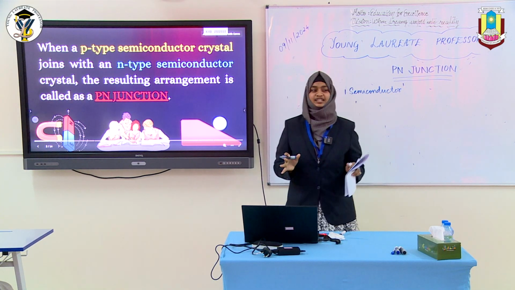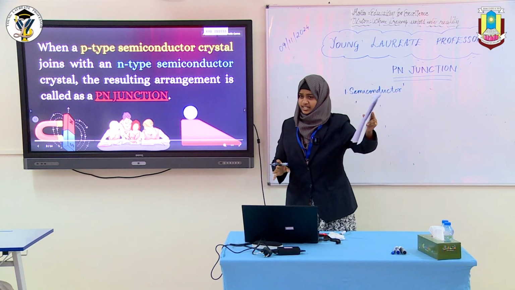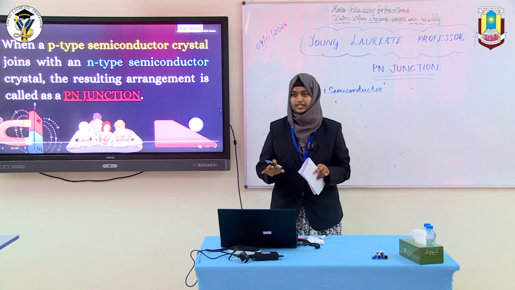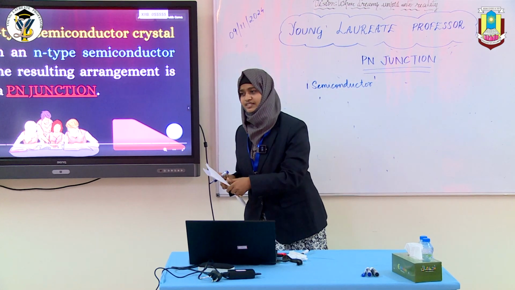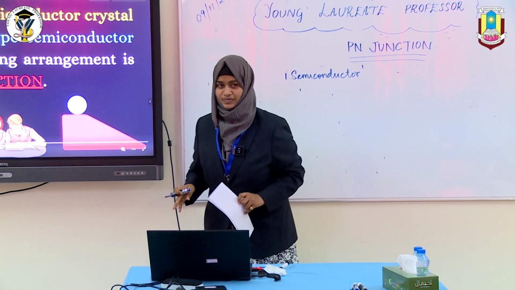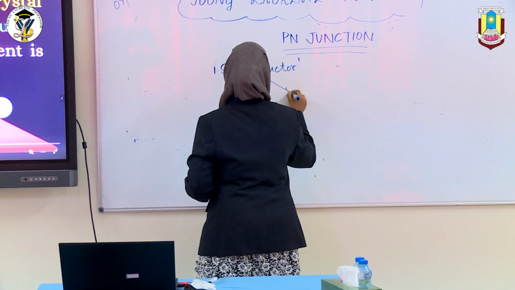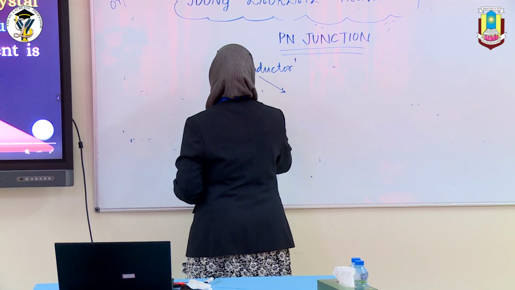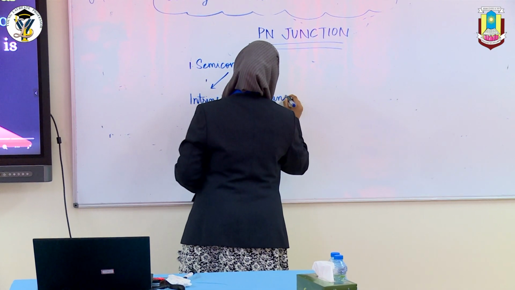So we know that a conductor is a substance having the highest conductivity and an insulator is a substance having the least conductivity. And a semiconductor is a substance that has its conductivity somewhere in between that of a conductor and an insulator. Now there are two types of semiconductors that we will be dealing with. One is called intrinsic semiconductor and the next is called extrinsic semiconductor.